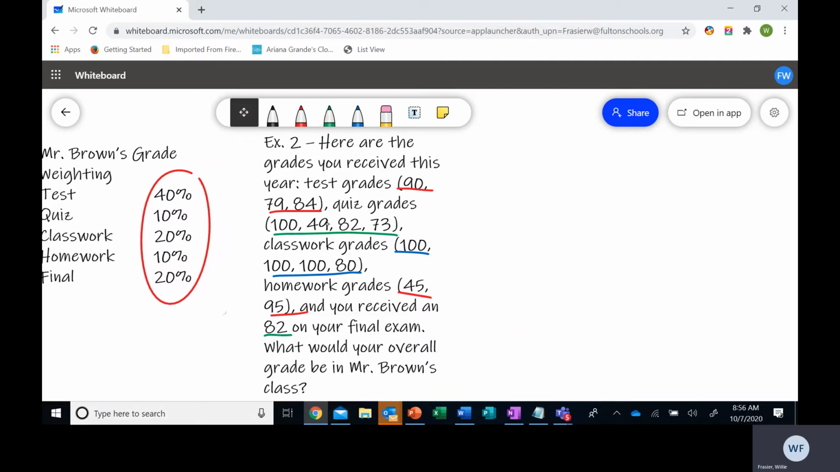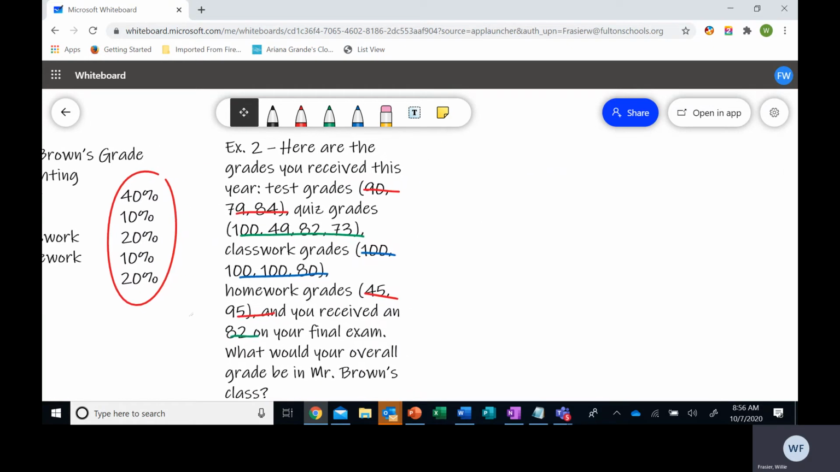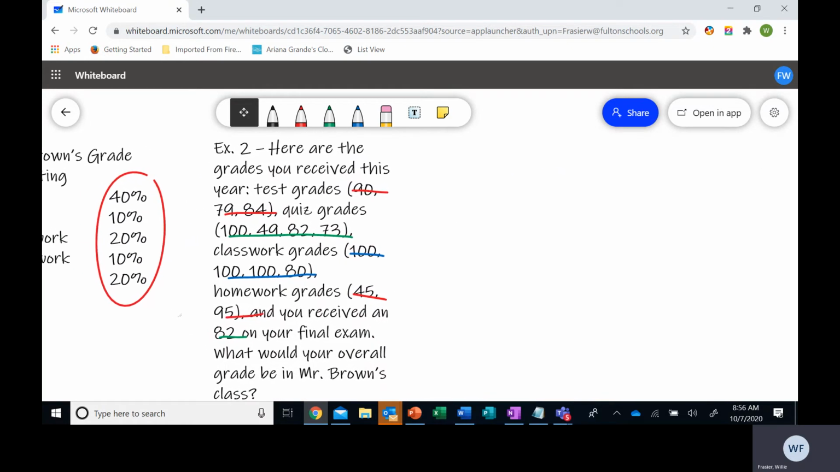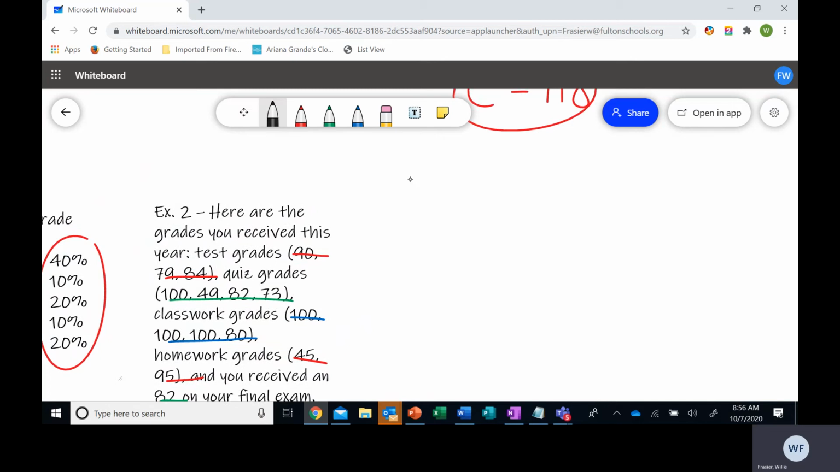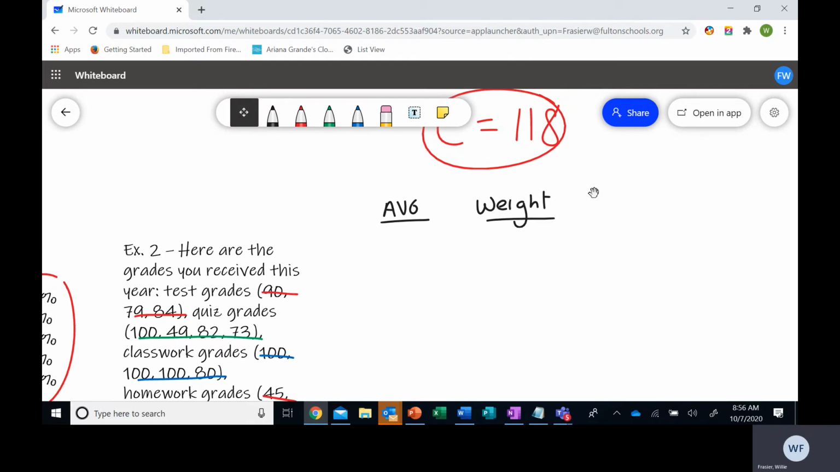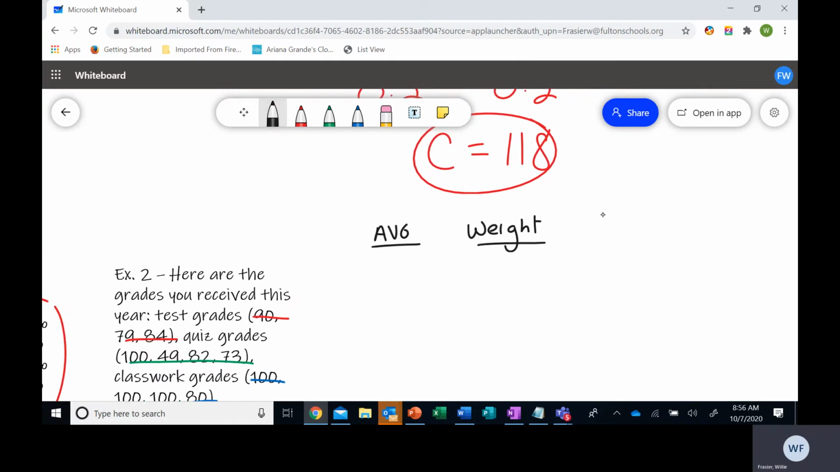Let's go ahead and set up our little chart over here. So make sure we do this. Okay, so my chart is set up. Move this down a little bit. So I'm going to say my average, and over here my weight, and then you're going to have the weighted average. Bring it down a little bit so you can see.